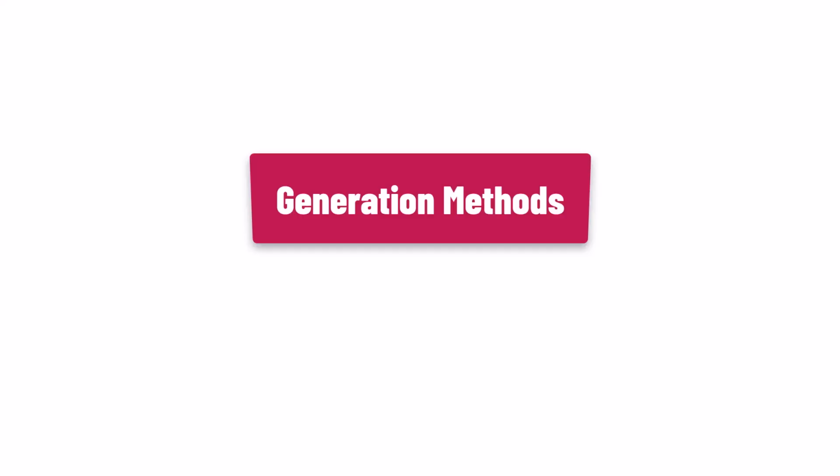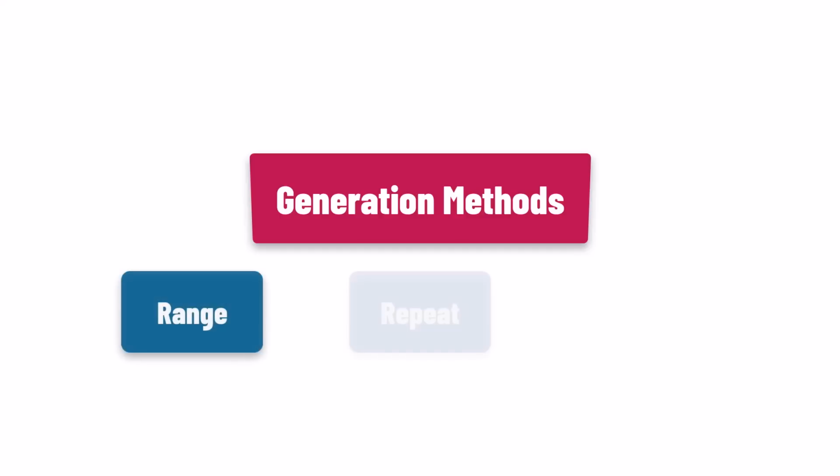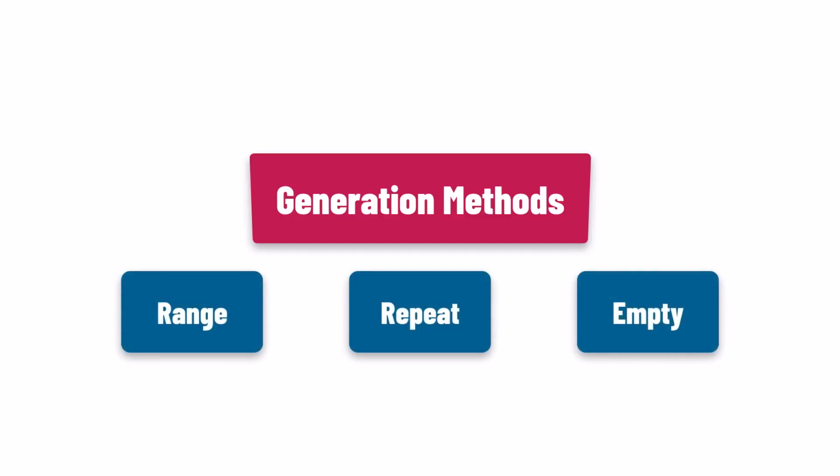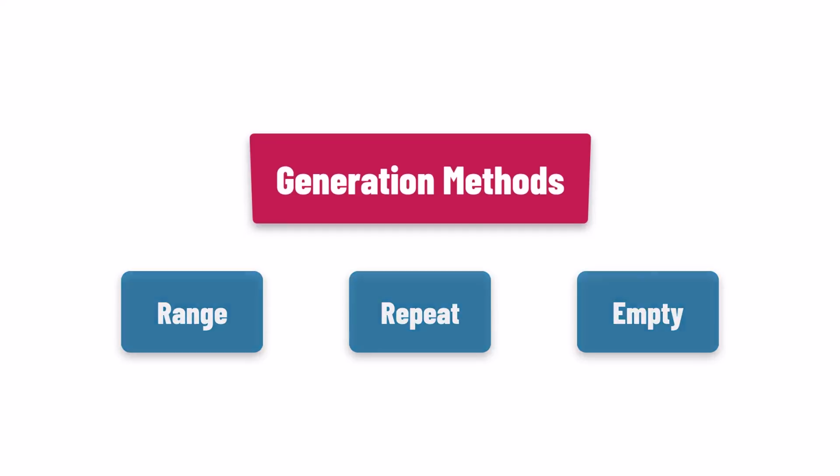Generation methods. There are 3 generation methods that can be used in a LINQ query. These are range, repeat, and empty. In the next videos I will explain these methods. But before that, let's understand what generation means.